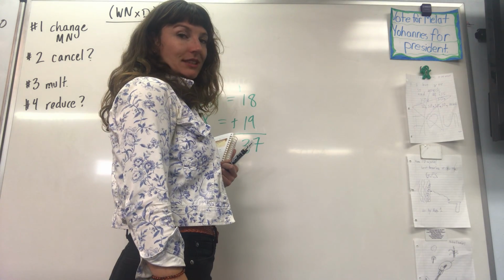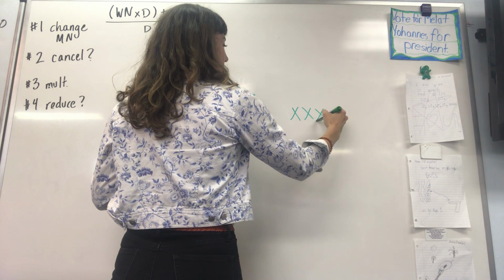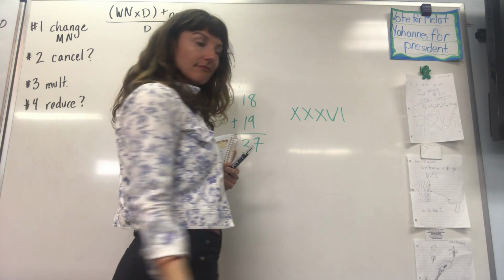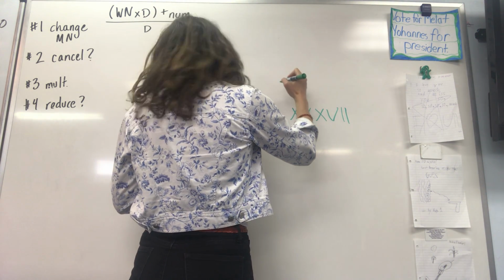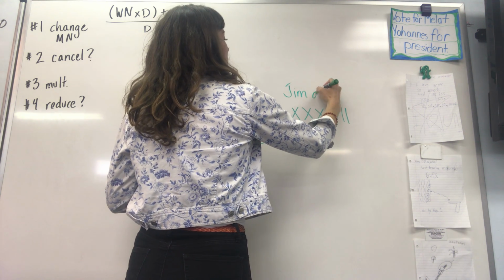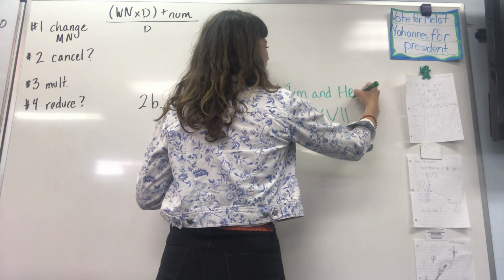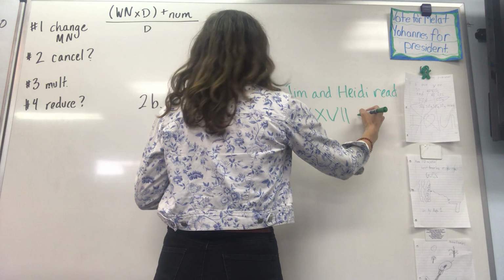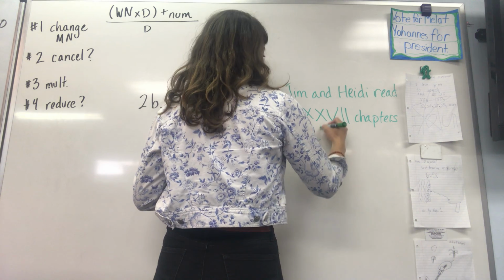37, no Roman numerals. 10, 20, 30, 35, 36, 37. Very good. And then right here we're going to write the 2, Jim and Heidi. Jim and Heidi read 37 chapters in all.